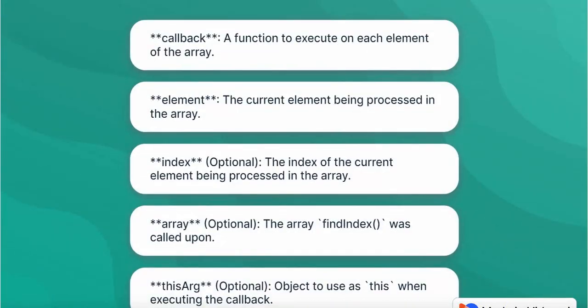A function to execute on each element of the array. Element: the current element being processed in the array. Index, optional: the index of the current element being processed in the array. Array, optional: the array findIndex was called upon. thisArg, optional: object to use as this when executing the callback.